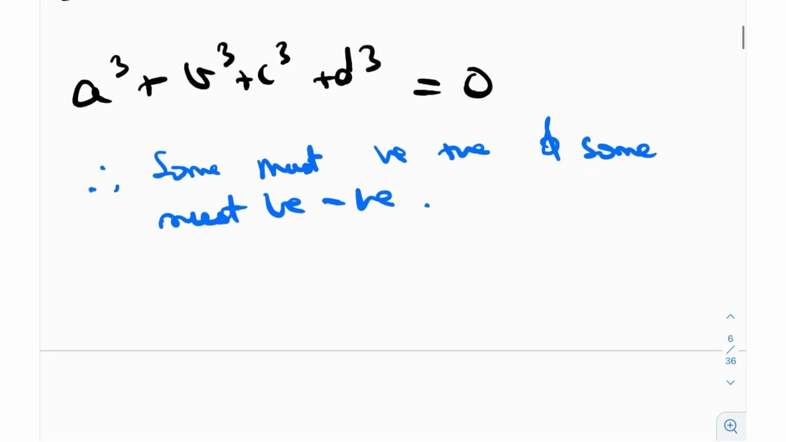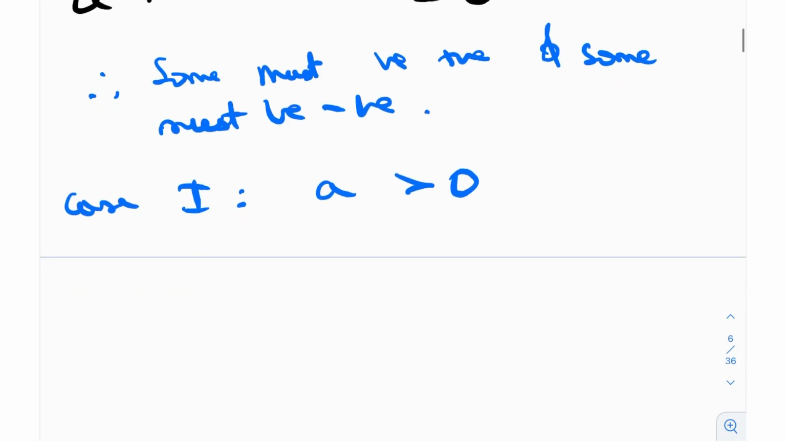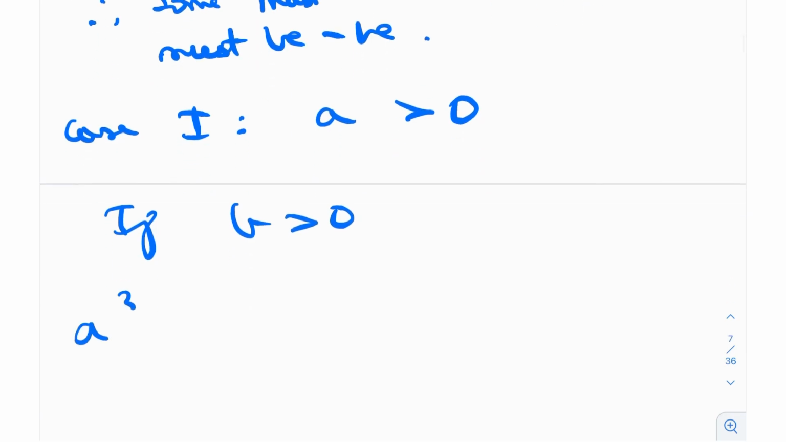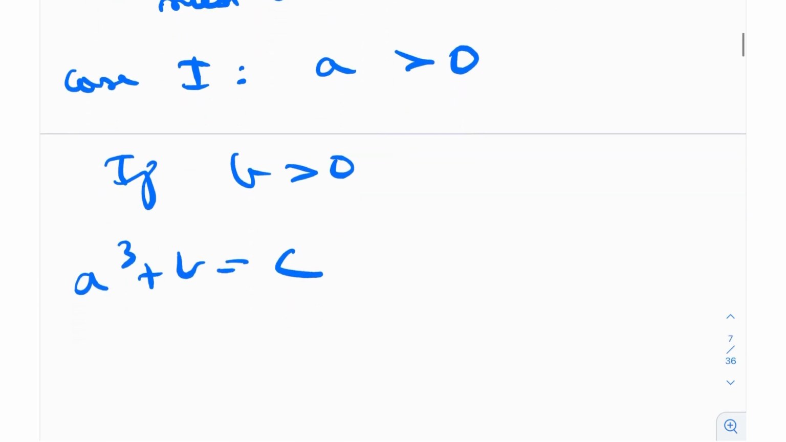So let's divide this into two cases. Case 1 where a is positive and case 2 where a is negative. And then let's explore the signs of b, c, and d. So for the case that a is positive, if we consider b greater than 0, then from equation number 1, a cube plus b is equal to c. a is positive, b is positive, so therefore c also has to be positive.